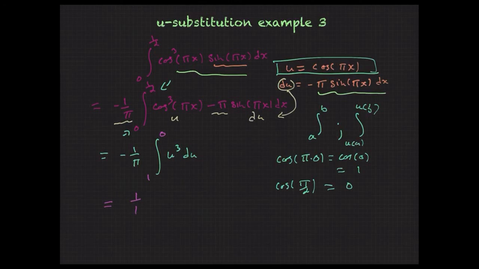I can write this as 1 over pi integral from 0 to 1 of u cubed du now, since I multiplied by a negative sign and switched the bounds of integration. And this is 1 over pi times u to the power of 4 over 4, evaluated from 0 to 1, and this should come out to be 1 over 4 pi. And that's it.